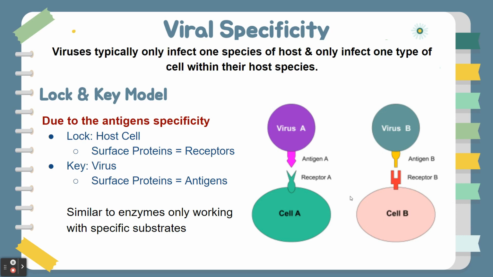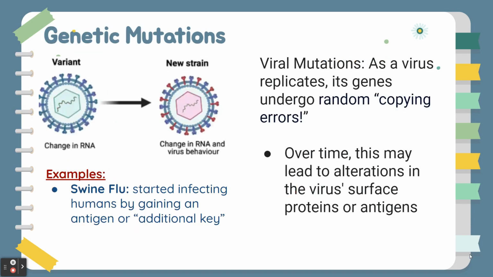It's important to note the difference between antigens and receptors. Essentially, the host cells have receptors that act as a lock, while viral glycoproteins act as the key, making them specific to one another. While viruses are highly specific, viruses, similar to living organisms, can undergo genetic mutations. These mutations occur as a result of random errors during the replication of the viral genetic material, and they can lead to changes in the viral genome.